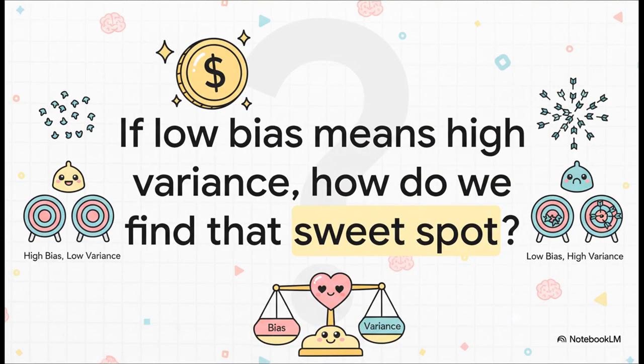And that is the million-dollar question, isn't it? As we make our model more complex to drive down bias, we almost always end up cranking up its variance. It's like a seesaw. So how do we manage this balancing act? How do we find that sweet spot?